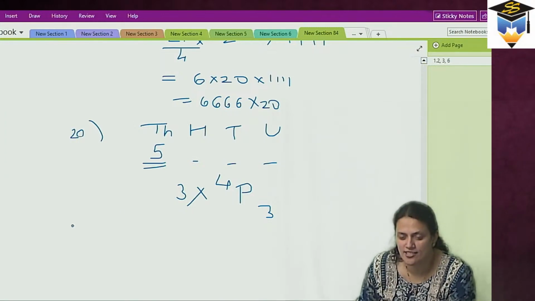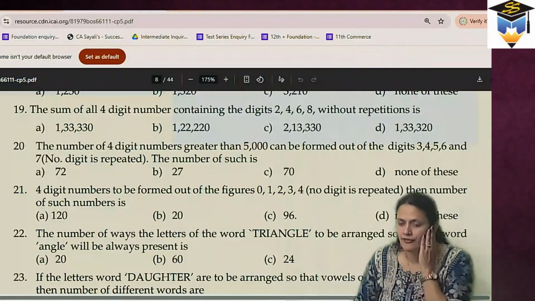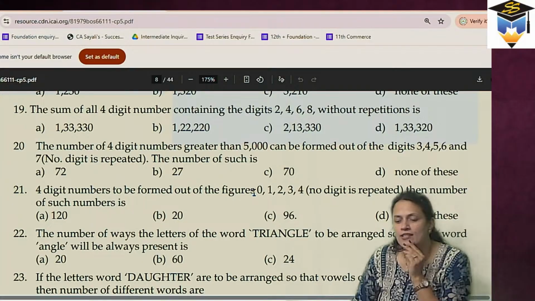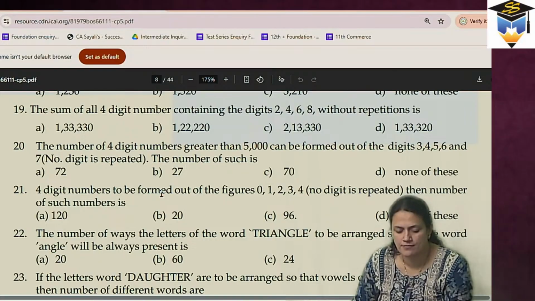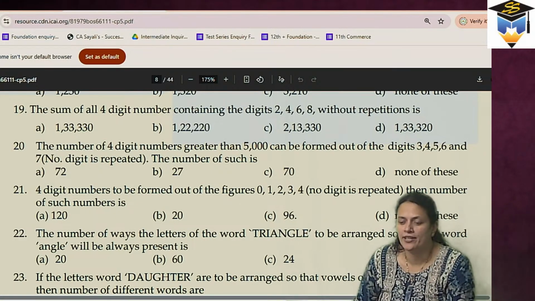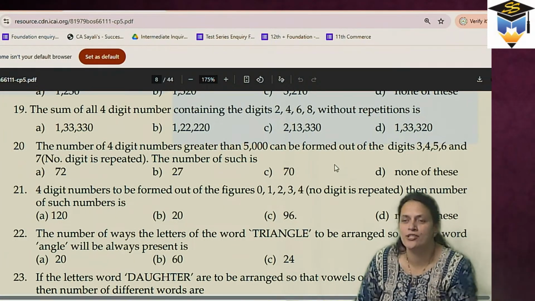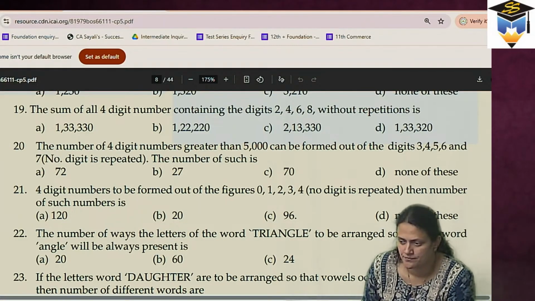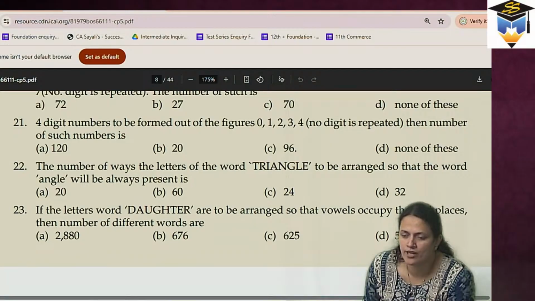चला 21st. 21st, 4-digit numbers to be formed out of the figure 0, 1, 2, 3, 4. No digit is repeated. Find out number of such numbers. So how will you solve this? Question number 21 is solved same as question number 20. So we are not going to solve it. We will move ahead to 22.